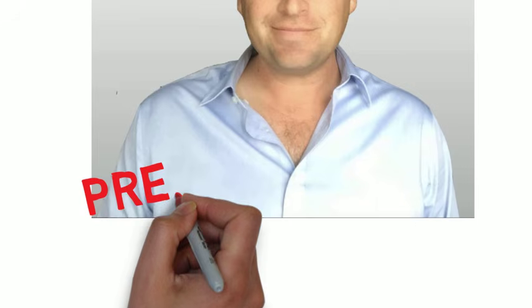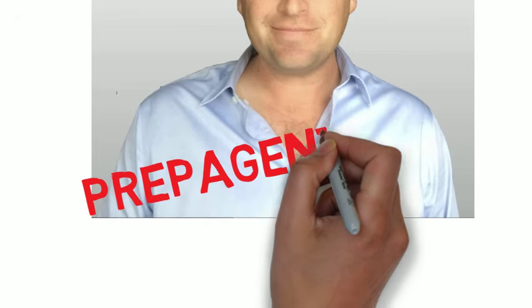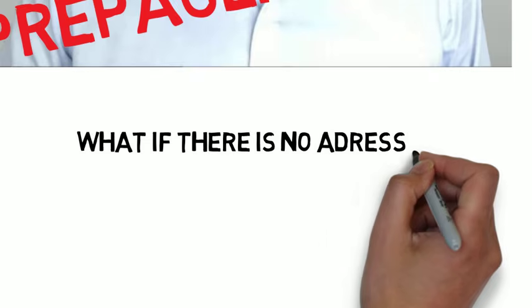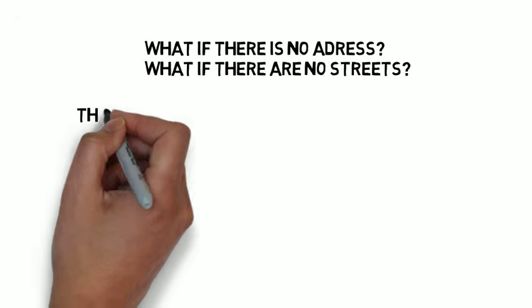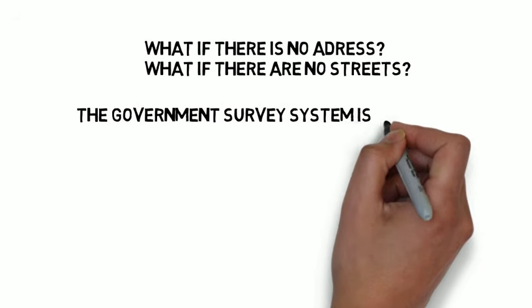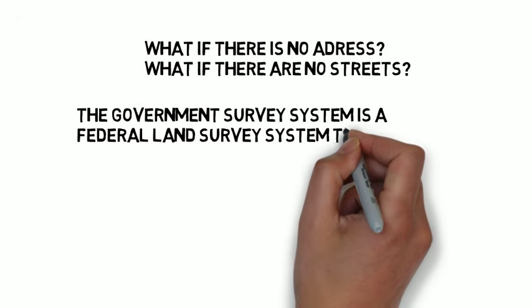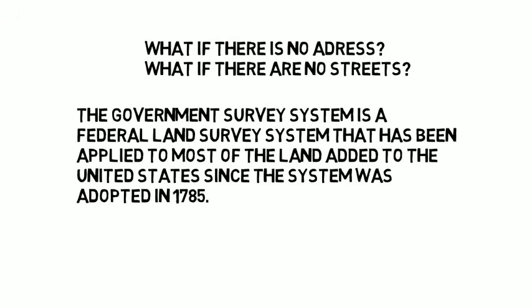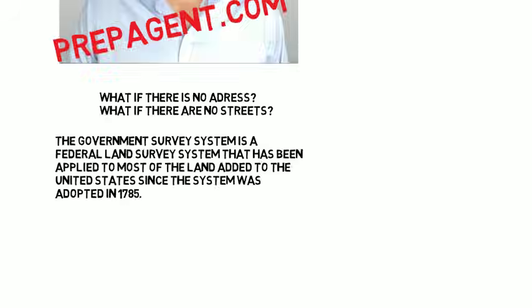Remember, keep it concise and keep it simple. When you tell somebody where a property is, you typically give them an address. But what if there is no address? What if there are no streets? The government survey system is a federal land survey system that has been applied to most of the land added to the United States since the system was adopted in 1785. A little while ago. There was no Google Maps back then.